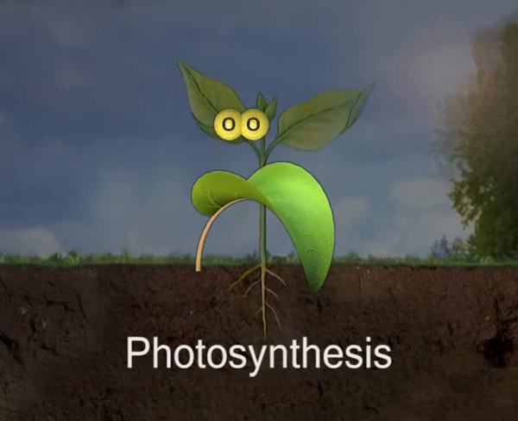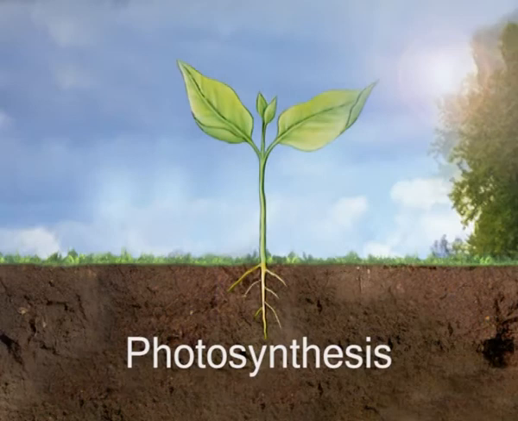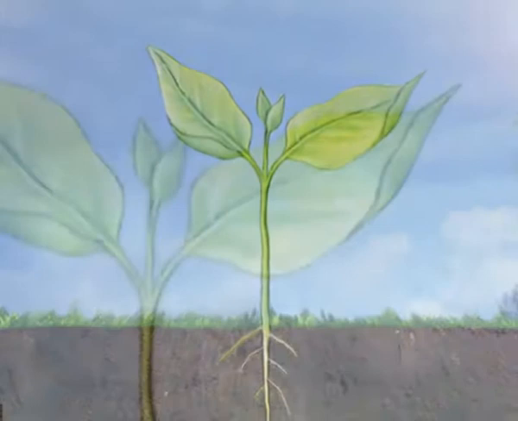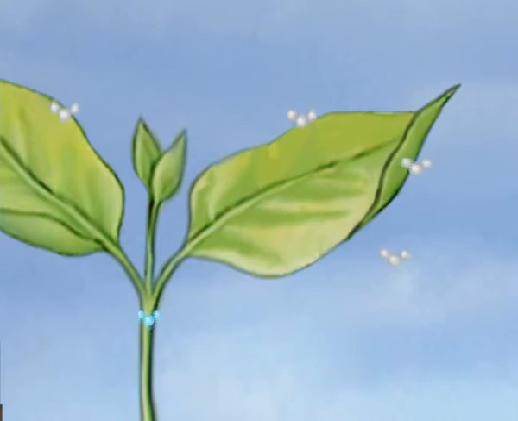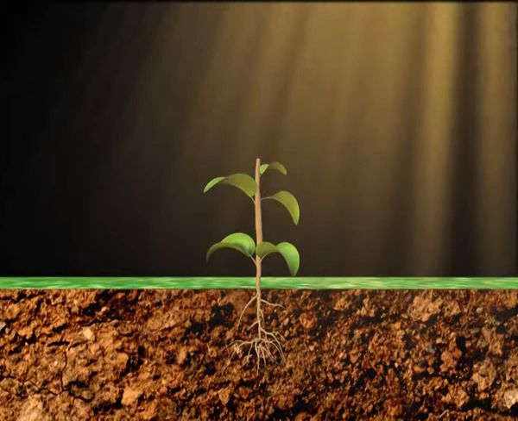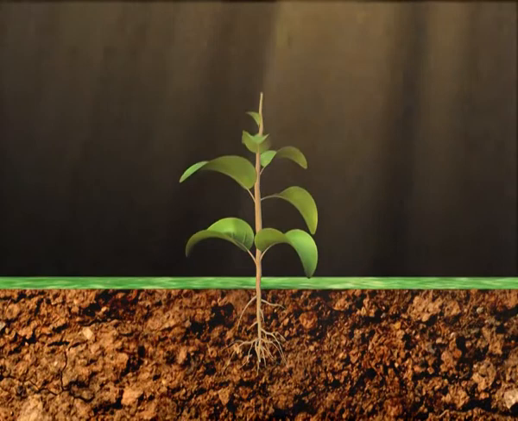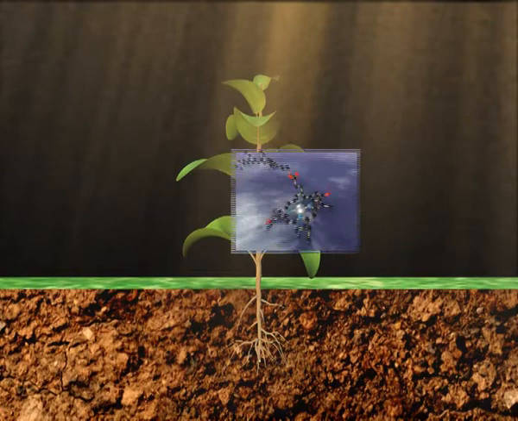Directly or indirectly, photosynthesis fills all of our food requirements. All green plants make their own food by photosynthesis. As we already discussed, for photosynthesis to occur, they need sunlight energy. This energy is absorbed by a green pigment called chlorophyll, which is mainly found in the leaves.